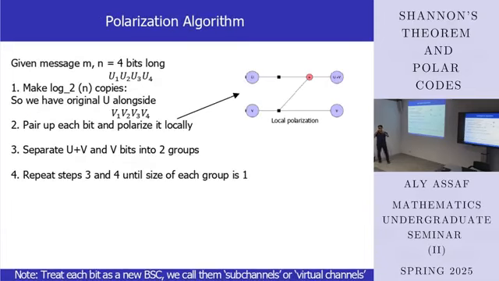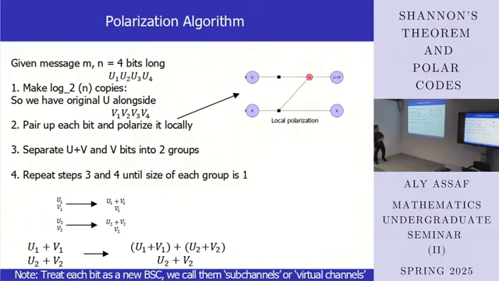So now that we've done it to just 2 bits, we want to expand this. How can you do it to a whole message, right? So given some message m, which is 4 bits long, we want to make log base 2 of n copies. Sorry, that should be 2 to the power of k copies. My bad. So we basically duplicate it however many times it's going to need. Then we're going to pair up each bit.